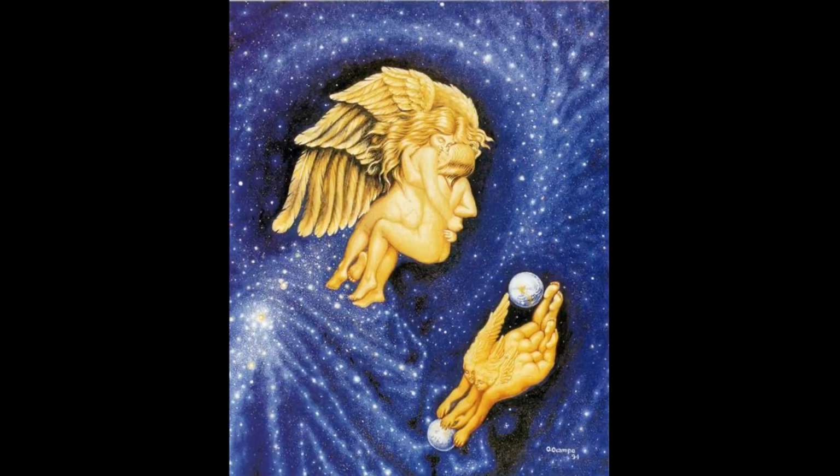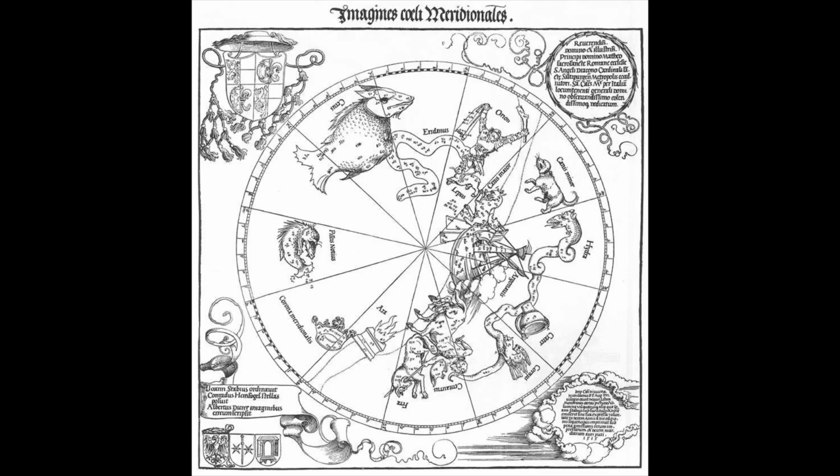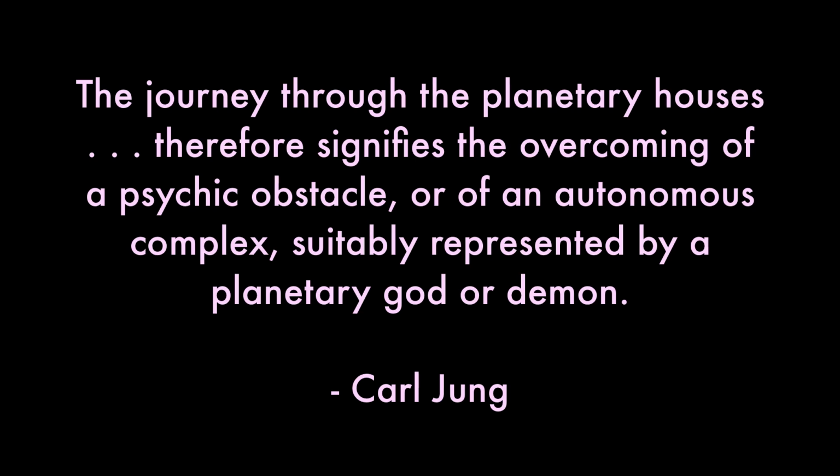The planetary gods, according to Jung, are symbols of the archetypal dominance of the collective unconscious, present in every human psyche, but according to the specific moment of birth, appearing in the individual as a unique pattern of interrelationships representing a definite moment in the dialogue of the gods, that is to say, the psychic archetypes. Jung suggests that these patterns are expressed in a recognizable way in the horoscope, but are likewise present in life itself. For Jung, the archetypes that lie at the core of every complex are symbolized by the planetary gods. The journey through the planetary houses therefore signifies the overcoming of a psychic obstacle or of an autonomous complex suitably presented by a planetary god or demon.